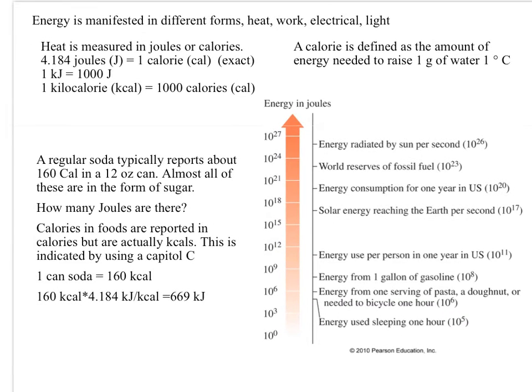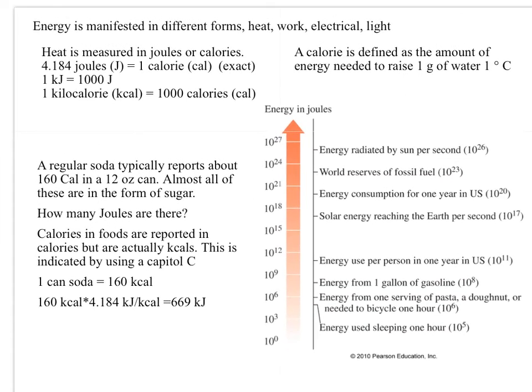Energy is manifested in different forms: heat, work, electrical, and light. You can see all sorts of interesting information here. The units of energy. In the chemistry lab, we're typically going to deal with joules or calories. And don't forget the metric system. I can apply the prefix kilo as well to anything. A kilocalorie, a kilojoule, and just again like in the last lecture, 1 kilo of anything is equal to 1,000 of the base units.